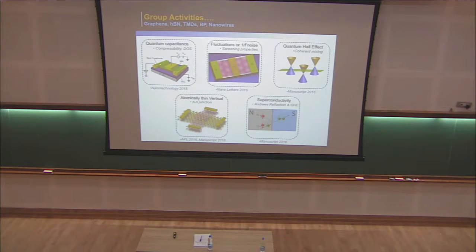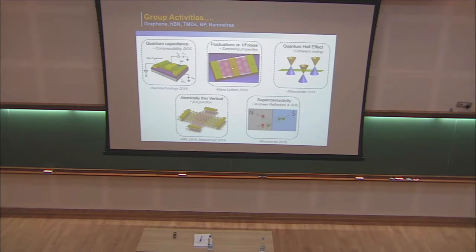One of them is quantum capacitance measurement. By this technique, we can probe the compressibility of 2D systems, like graphene and black phosphorus. Here you use a very thin top hBN in order to measure the quantum capacitance. We also study hBN-encapsulated NPN devices, and by this top gate technique, we can probe the 1/f noise close to the Dirac point.